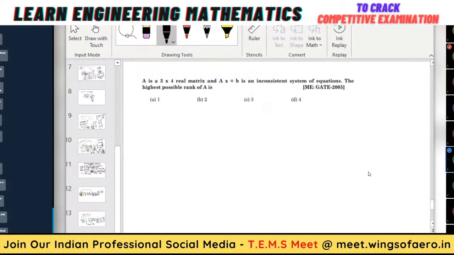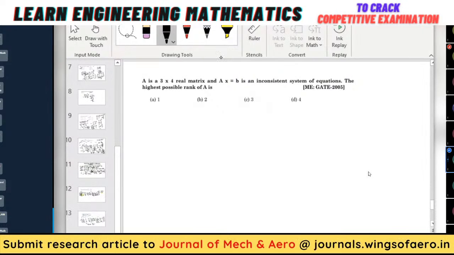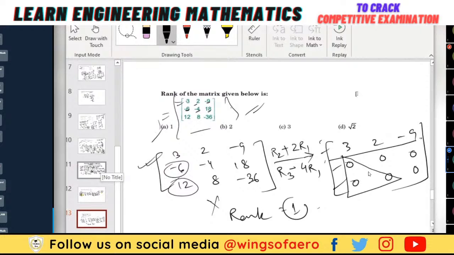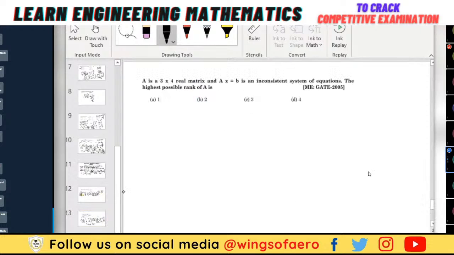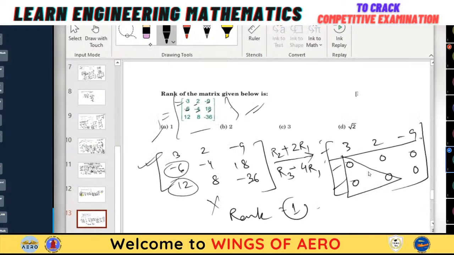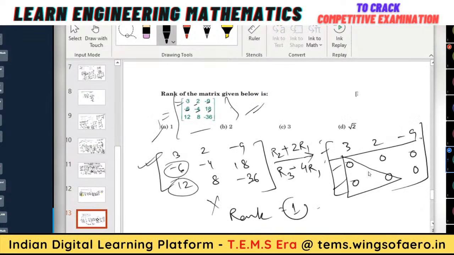Okay, next one. This is a tricky question. Consistent and inconsistent rank of a matrix. I see that you all know about rank of a matrix very firmly. So that is why I am going to the system of linear equations. To find out about the system of linear equations, first we need to explain what is an augmented matrix.